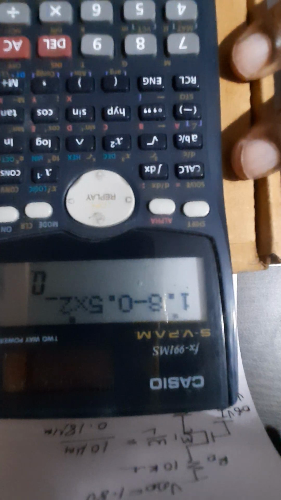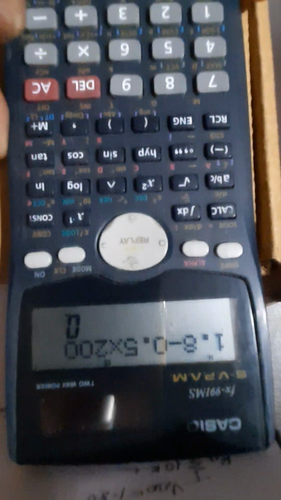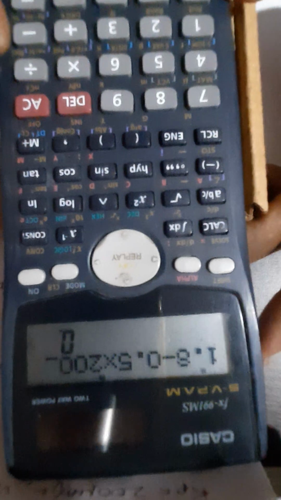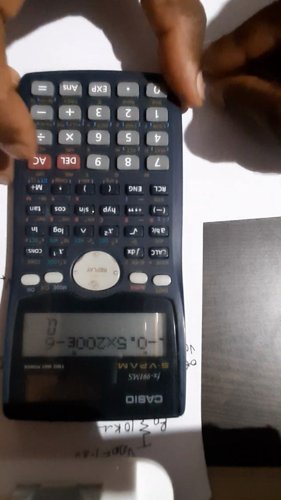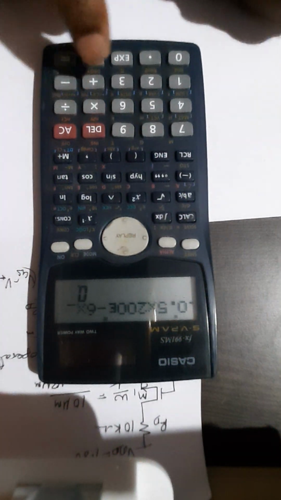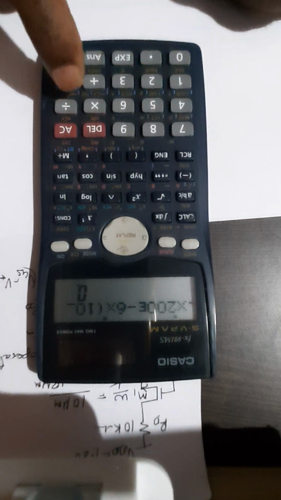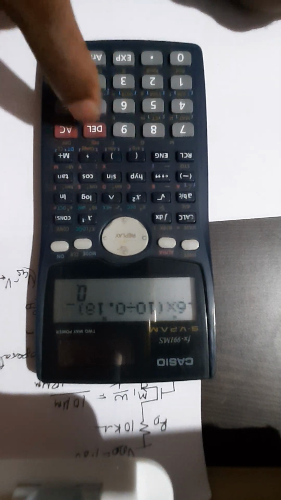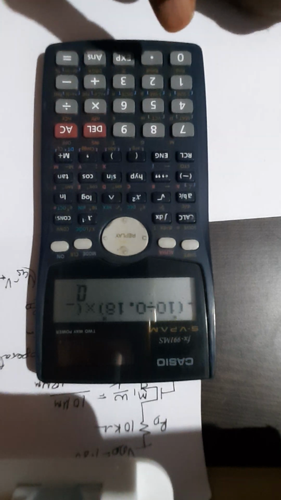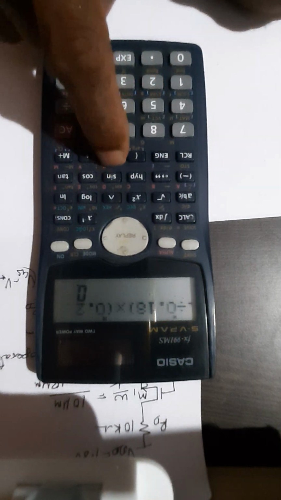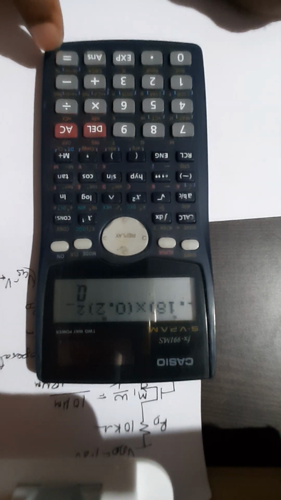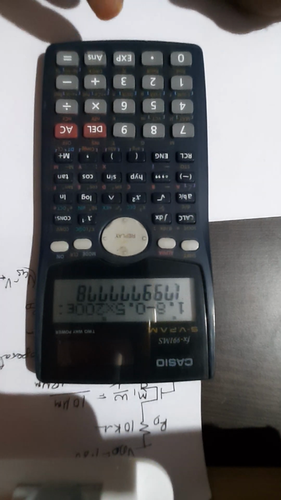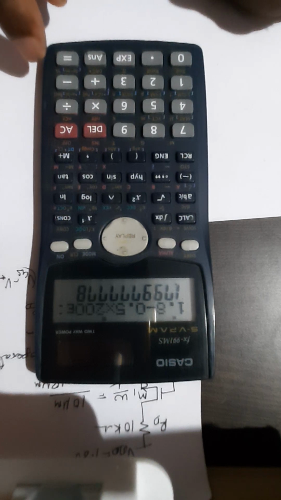We have 0.5 into 200, so it is 200 into 10 power minus 6. We can type it as 200 into 10 power minus 6, which we can simply type as exponential minus 6. Then into the W by L ratio, which is 10 divided by 0.18, multiplied by VGS minus VTO, which is 0.2, whole square. So this is whole square. I can actually calculate what is the value of VDS.